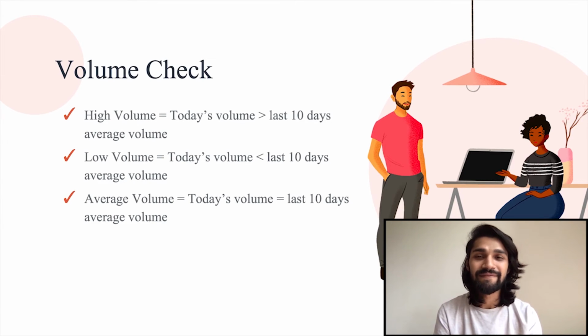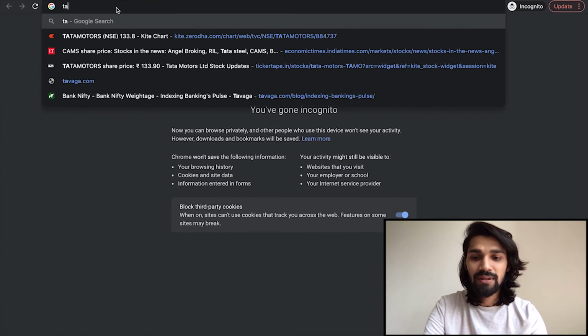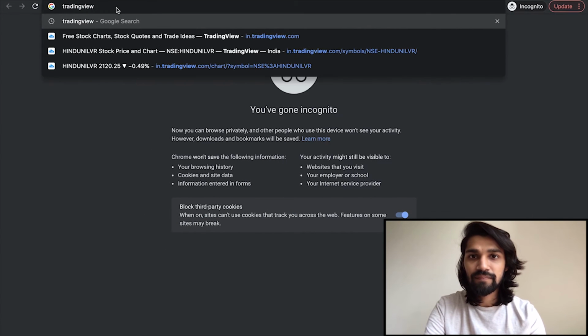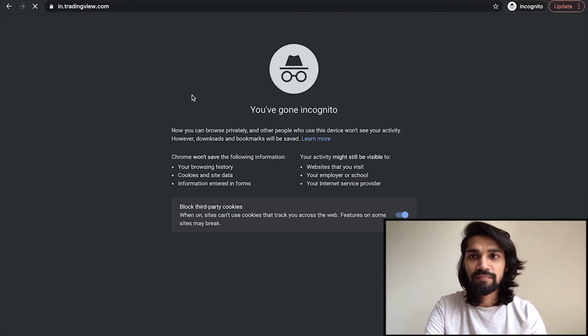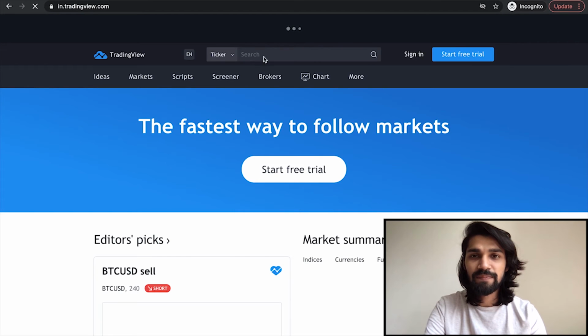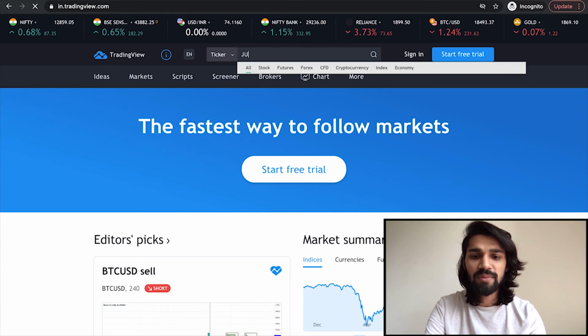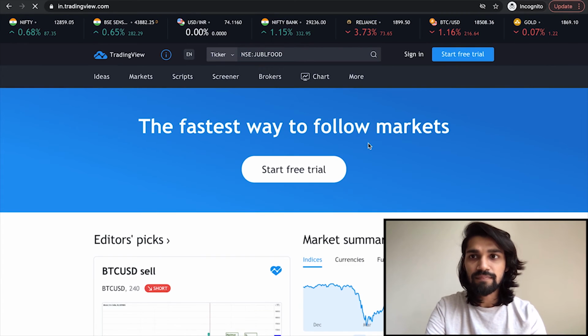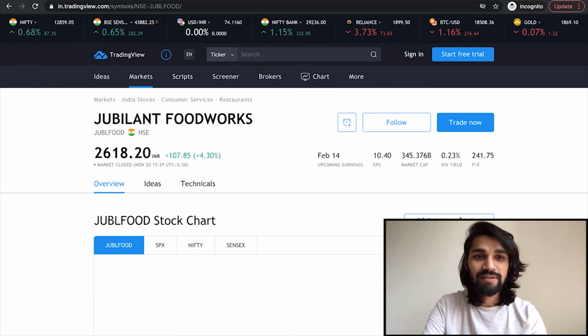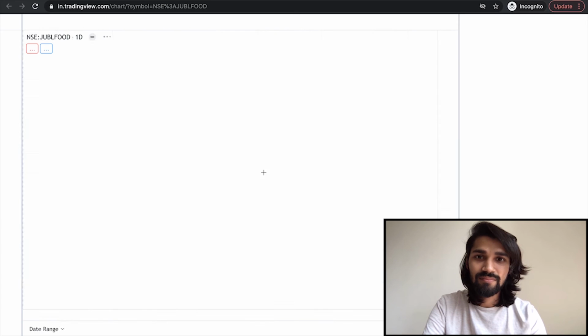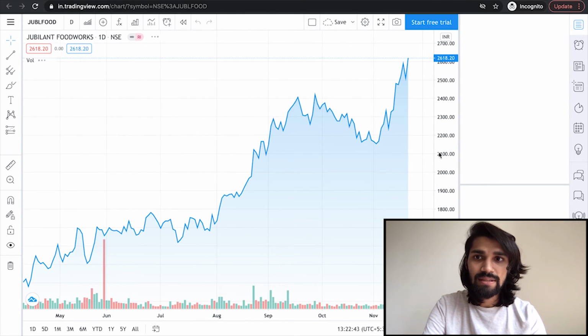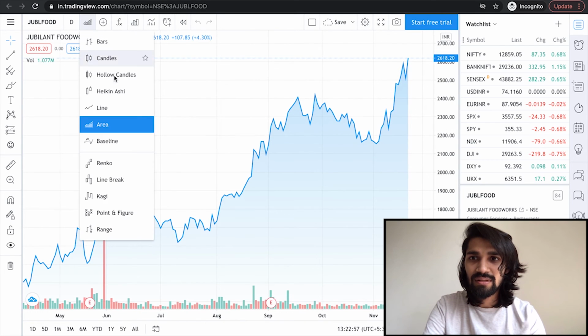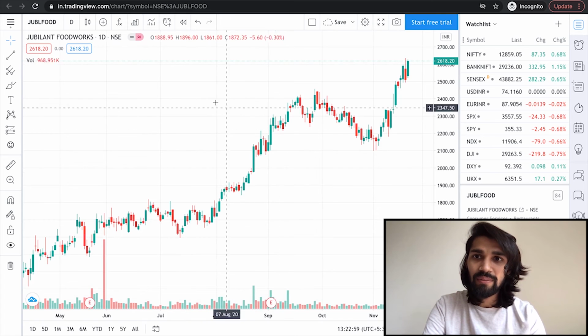We have all the technologies available. So let me just show you. Let's go to TradingView and let's take a chart of Jubilant Food. Let's go to the full featured chart and let's select candlesticks.